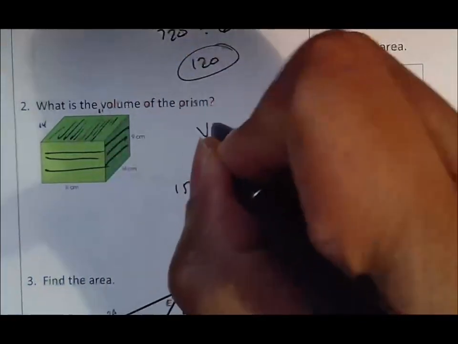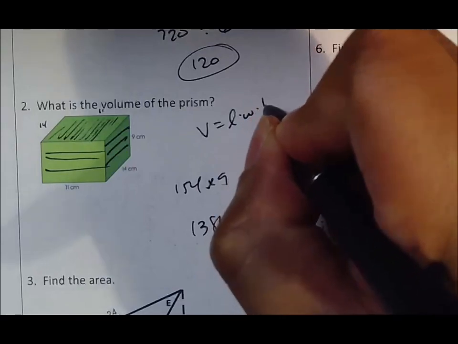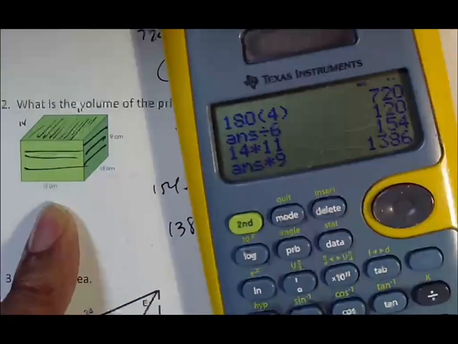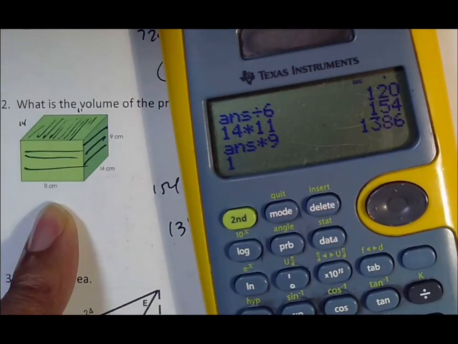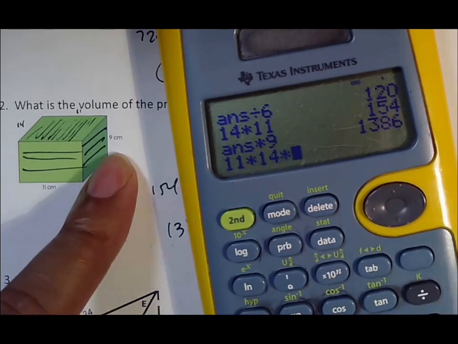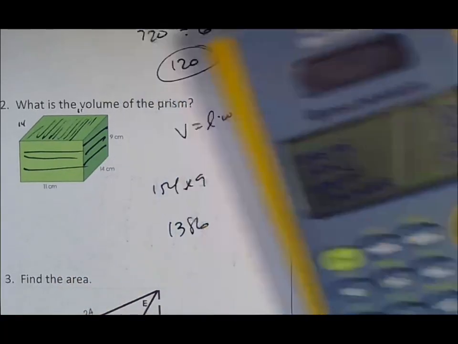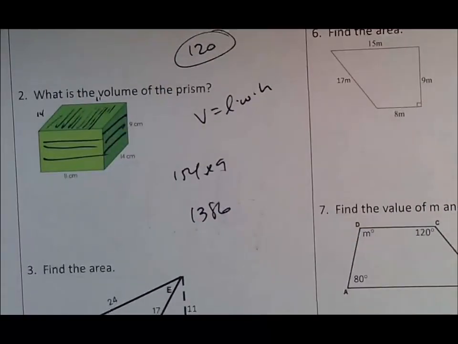Now here's the thing. In terms of a prism, your volume is just length times width times height. So you could have just done 11 times 14 times 9, which still gives you your 1386. So again, with the volume of a prism, just remember that because it's a basic box anyway, all you have to do is take the 3 dimensions, multiply them, and that'll lead to your answer.